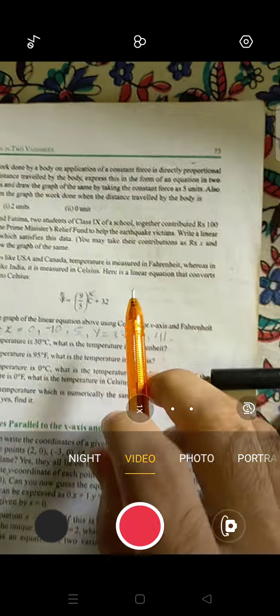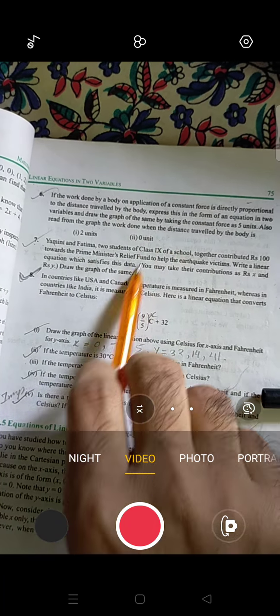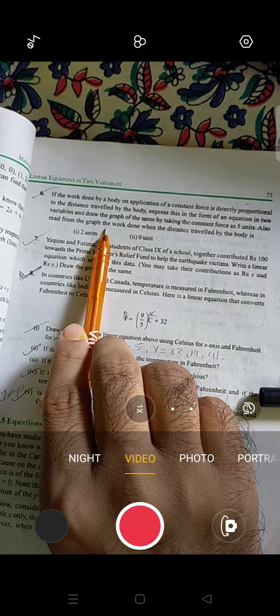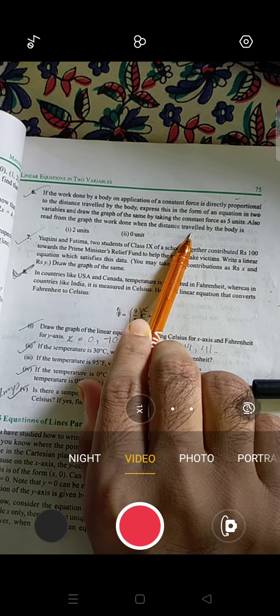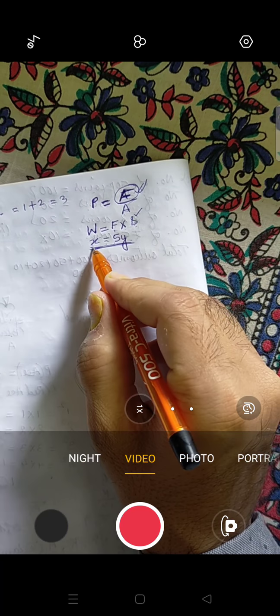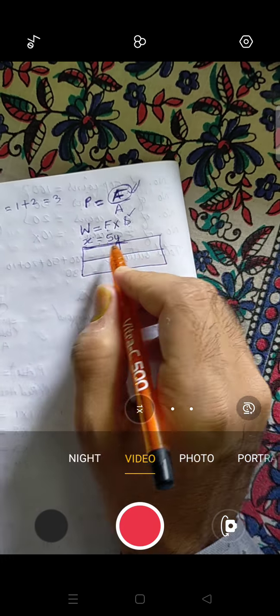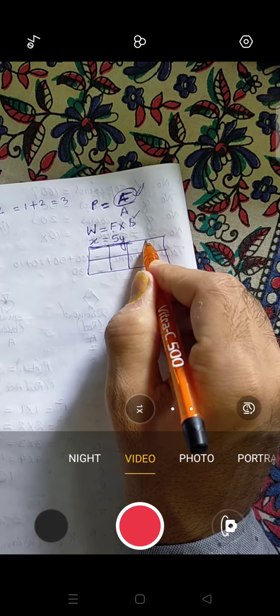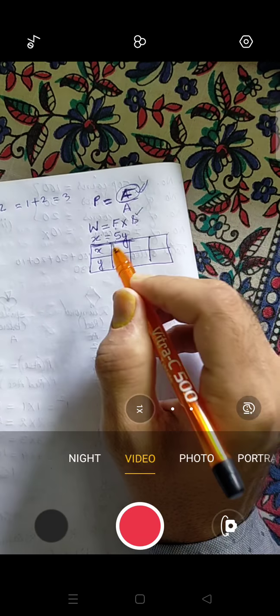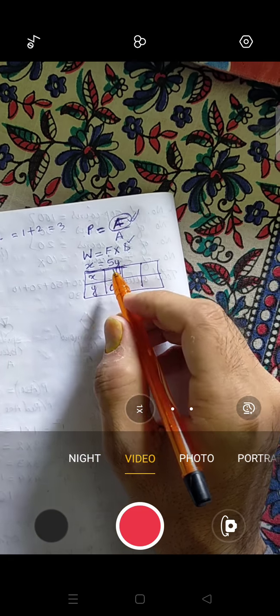Now you can see in the question it is said to also read from the graph. You have to draw the graph, and from the graph read the work done when the distance traveled by the body is 2 units. That means from the graph you have to see. So first of all we will make a table because we will be required to draw a graph. I'm making this table with x and y. If I take y as 0, then 5 into 0 will be 0.